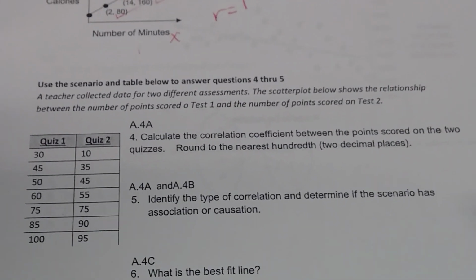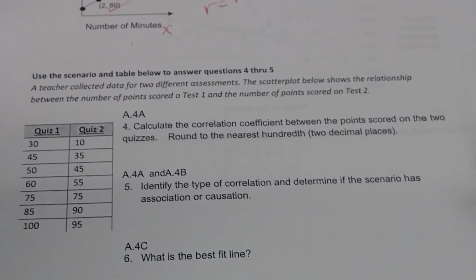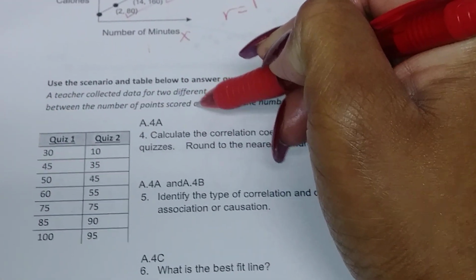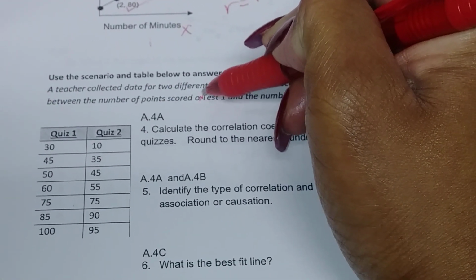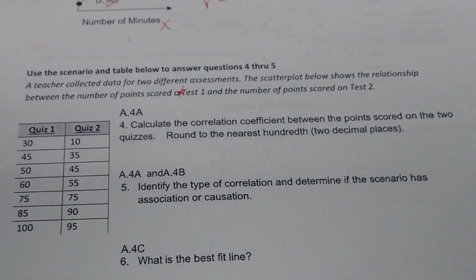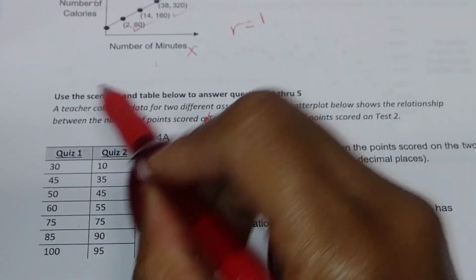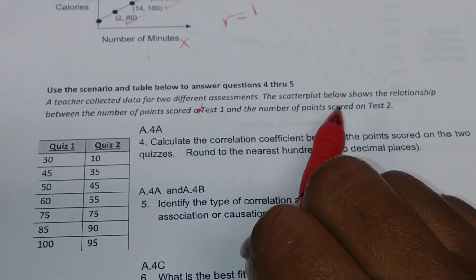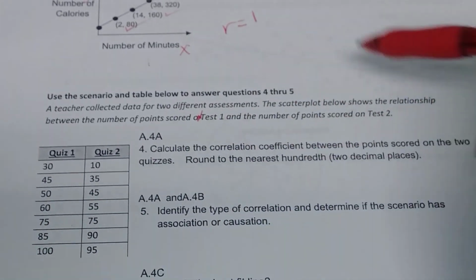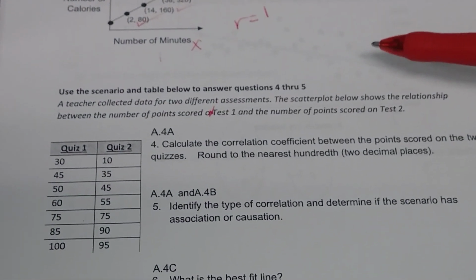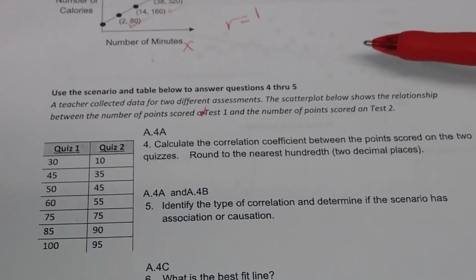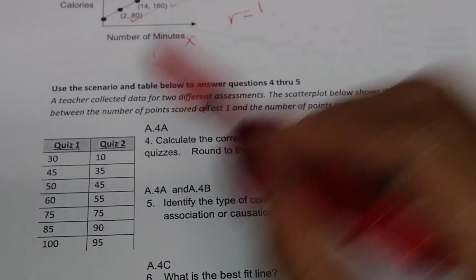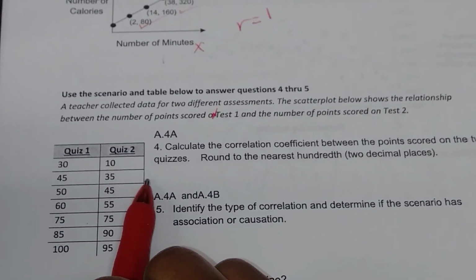Next problem. Ooh, we're talking about the scores of test 1. So, a teacher collected data for 2 different assessments. The table of the scatter plot below shows the relationship between the number of points scored on test 1 and the number of points scored on test 2. Oh, so we're going to look at test scores.